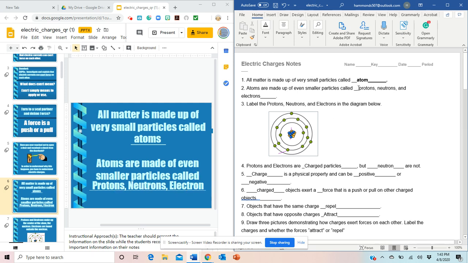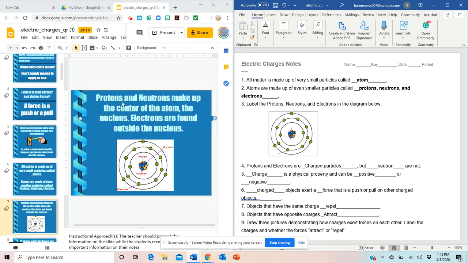And remember, when we first started talking about matter and we talked about atoms, we stated that the subatomic particles, subatomic meaning that it's actually smaller than the atom itself, were protons, neutrons, and electrons. So do you guys remember where these subatomic particles were located for the atom? For question 3, it says label the protons, neutrons, and electrons in the diagram below. All right, we'll go to the next slide.